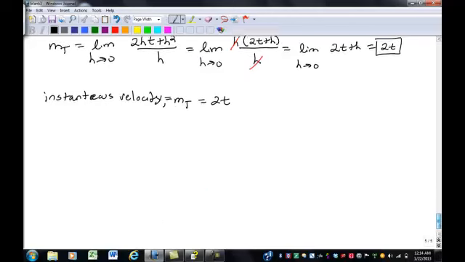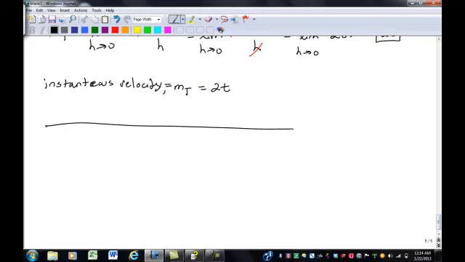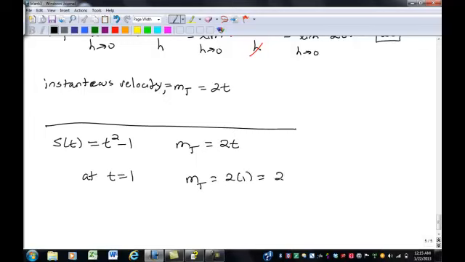So you tell me where you are on the graph, and I'll tell you what the instantaneous velocity, or the slope of the tangent line, is. So s of t is t squared minus 1. The slope of the tangent line is 2t. And notice at t equals 1, which is the example we began with, the slope of the tangent line is 2, which is exactly what we calculated.